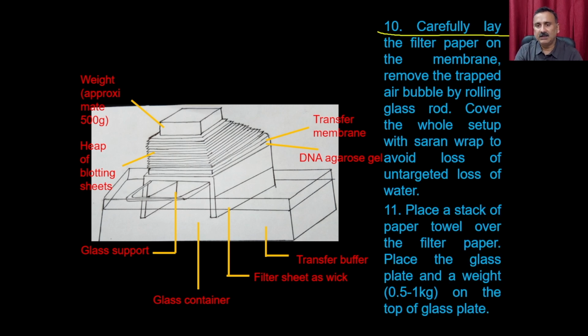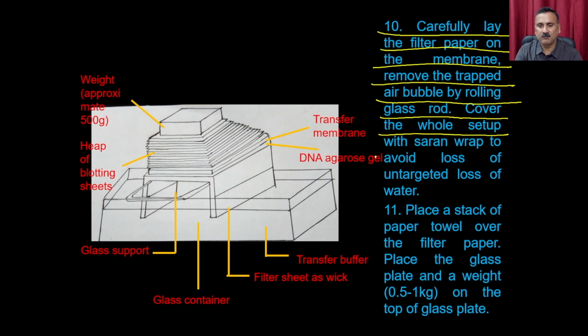Then carefully lay the filter paper onto the membrane, remove the trapped air bubbles by rolling the glass rod, and cover the whole setup with saran wrap to avoid the loss of transfer buffer through evaporation, right.